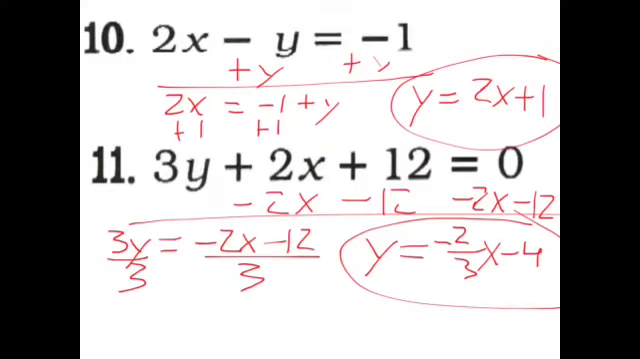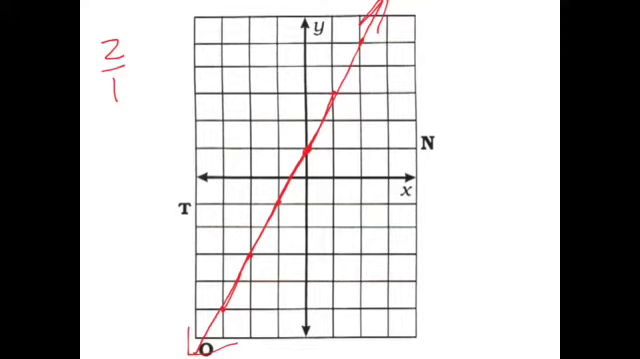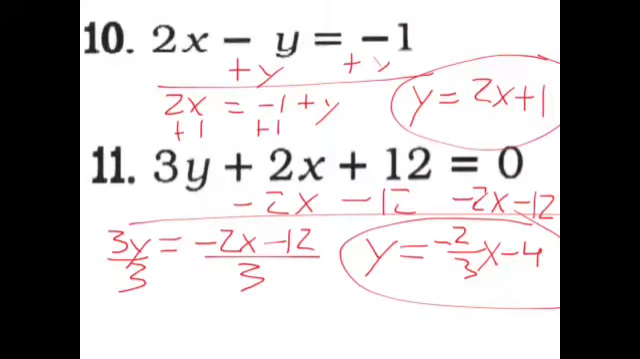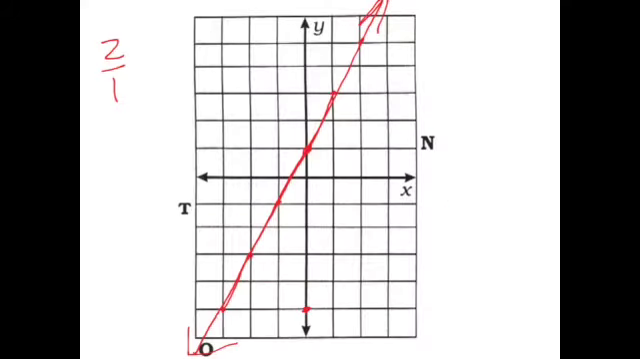And going to 11, the number that's not with x is negative 4, so we're going to negative 4 on our y-axis, and it's going to be our y-intercept. And then here we have a slope of negative 2/3, so that's down 2, right 3. And it's kind of hard to go down 2 from here, so I'm going to go up 2, left 3, and that should give me my new point.